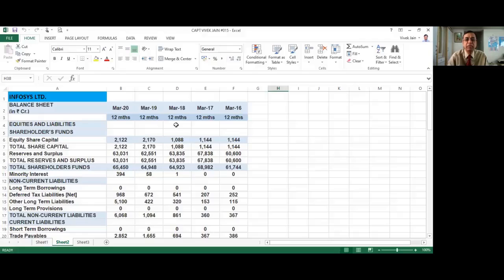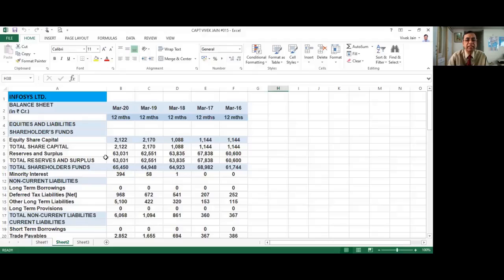In between, Infosys, in the year ending 31st March 2019, had given a bonus between 18 and 19, 1:1. For every 1 share, they gave 1 share as bonus. We will see the bonus element later on again. The total share capital you can see.